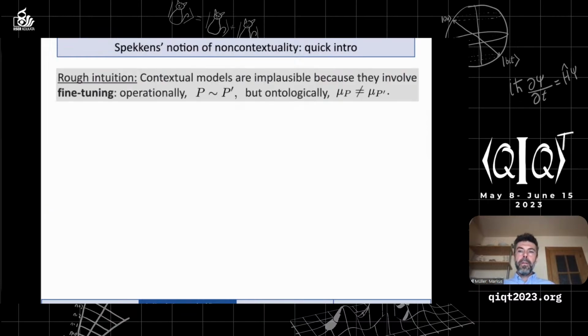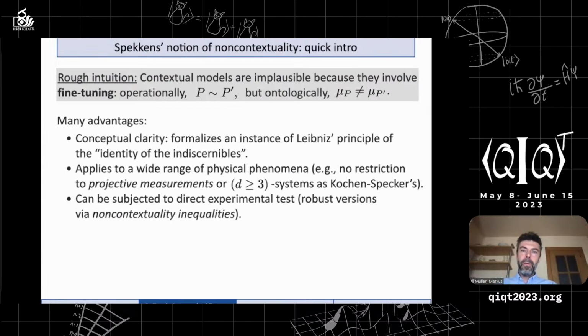So the rough intuition that Rob asks is that contextual models of some quantum system are implausible because they involve some amount of fine-tuning. You would say in the laboratory, operationally, P and P prime can never be distinguished statistically. They are really identical. But the model assumes that ontologically, what's really going on is distributions over lambdas that are different. And this is seen as implausible for many reasons.